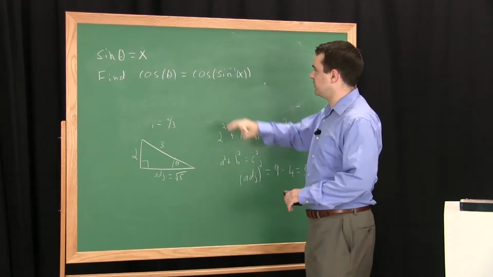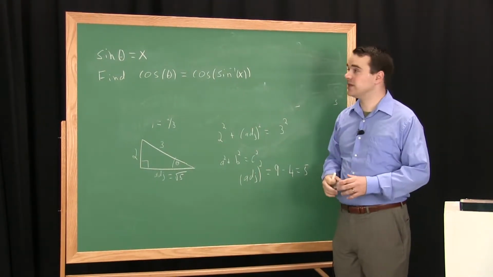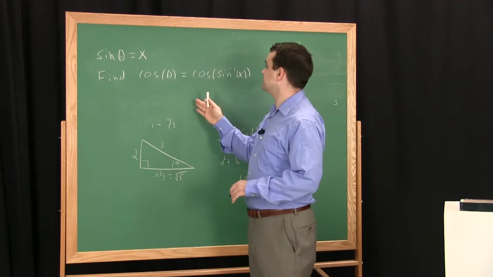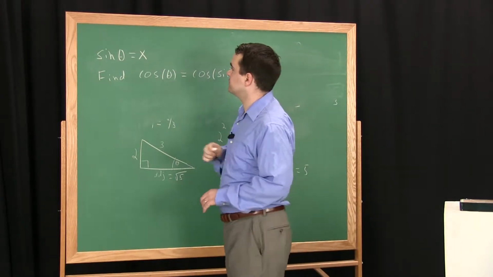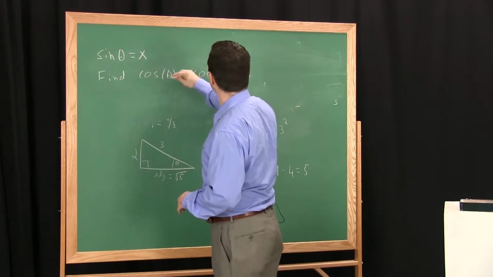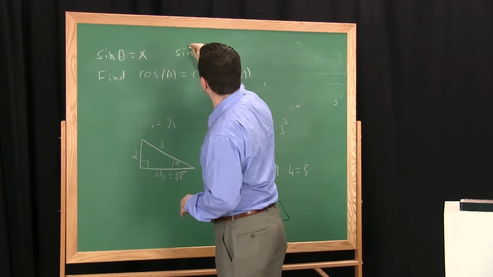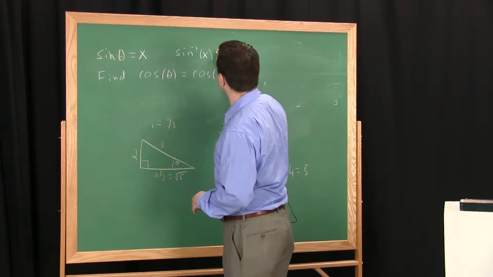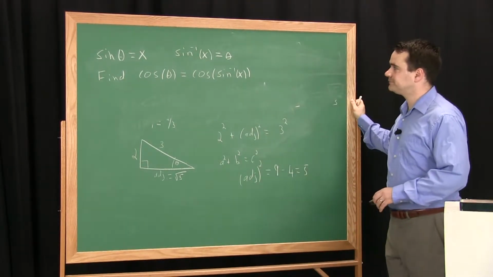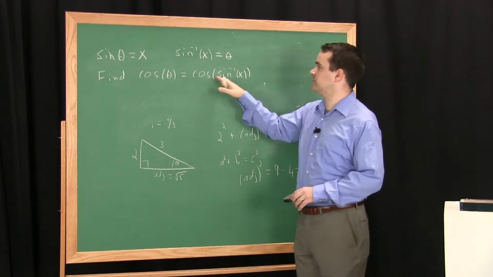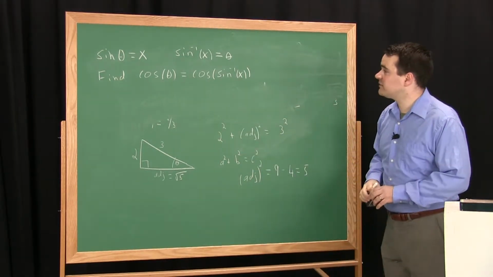When you see the problem written like this, it looks a little bit unfriendly, but if you know that sine of theta equals x, you just have to remember that that's the same thing as saying that sine inverse of x is equal to theta. And then you've got it. You're looking for cosine of theta. So how can we do this?